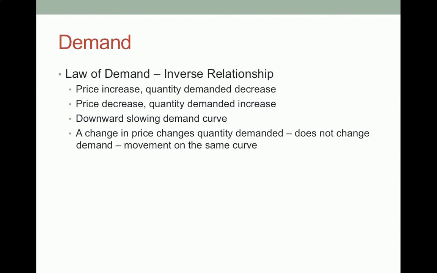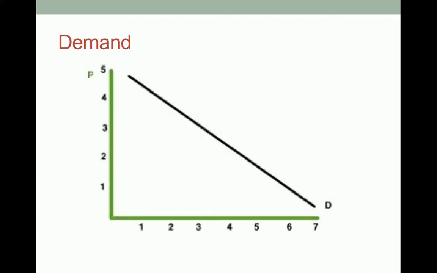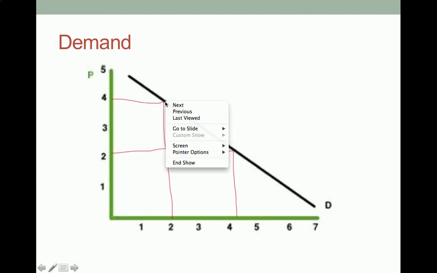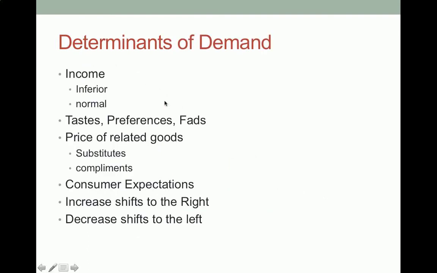When we change the price, we're changing quantity demanded, we're not changing demand, and we're moving on the same curve. And so what that looks like, just a review, if we go from a price of 2 and a quantity of 4, and we increase the price and our quantity is now 2, all we have done is moved on the same curve. We haven't changed demand yet.